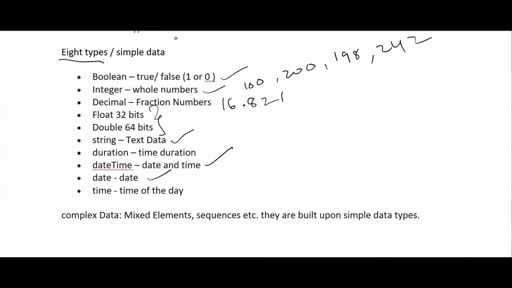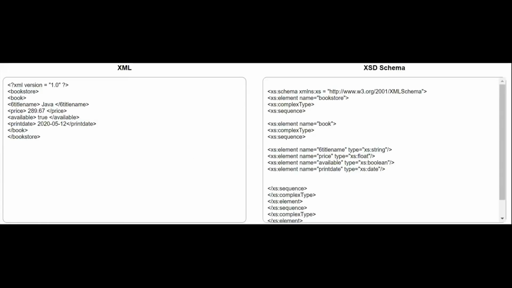Now what I'll do is show these data types in action by creating an XML, and I'll validate it using XSD. Friends, what I did over here is I have just created a very simple XML file. The first line over here is called the prologue.